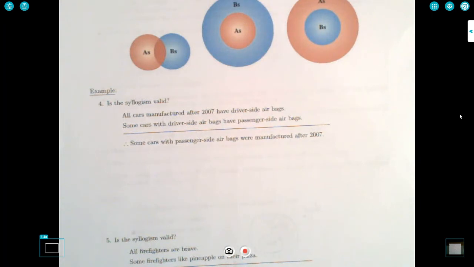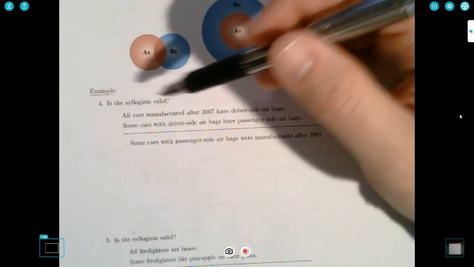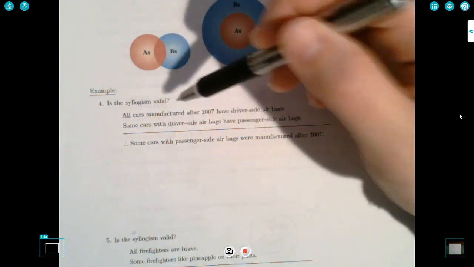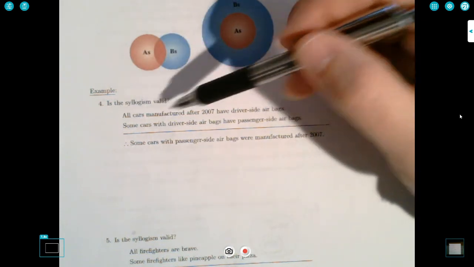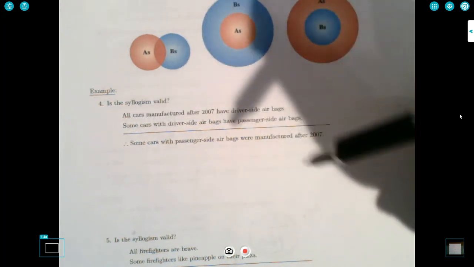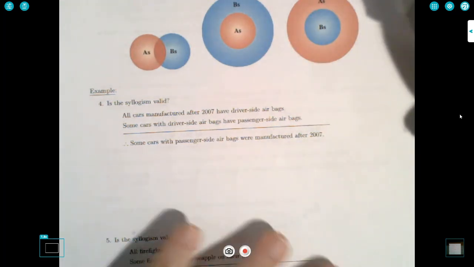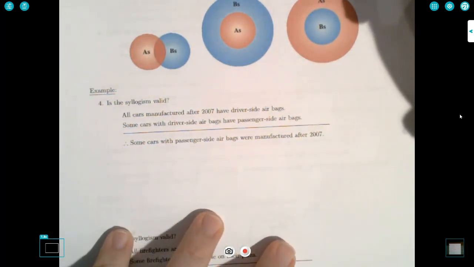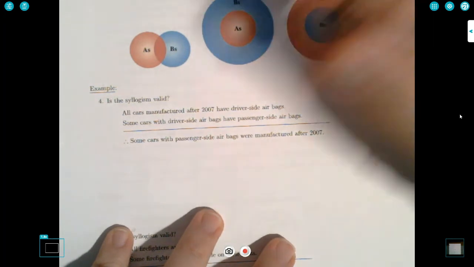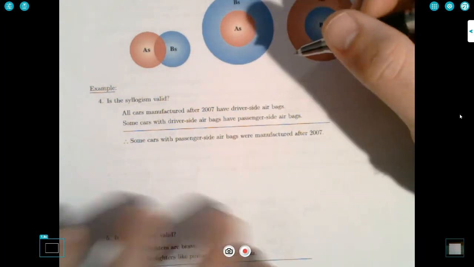Okay, so let's think about this. All cars manufactured after 2007 have driver-side airbags. So we need two circles, one for driver-side airbags and then one for cars manufactured after 2007. And since all cars manufactured after 2007 had driver-side airbags, that bubble representing cars manufactured after 2007 has to be inside of the bubble for driver's side airbags, right?